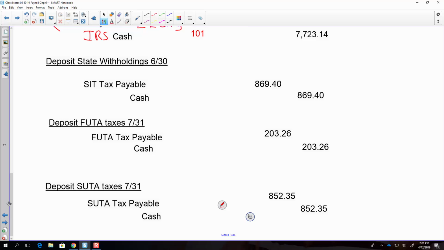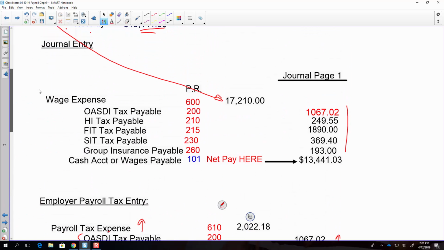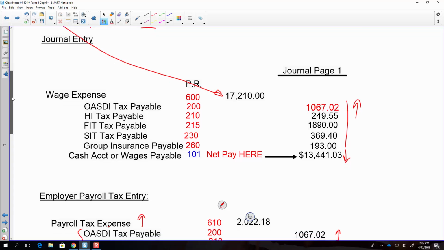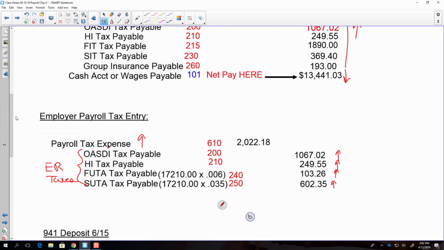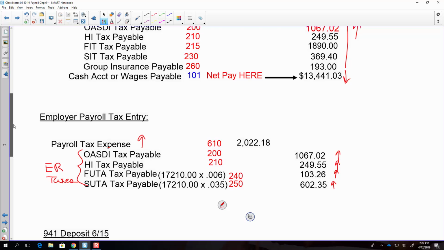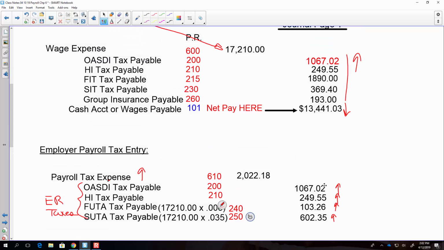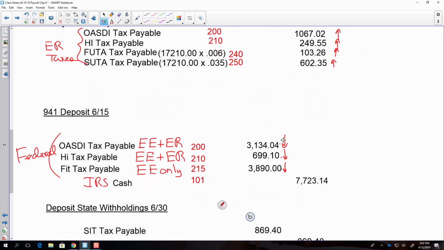These are your journal entries that you have to know, not only how they're created through our payroll, but how they are increased here with our payroll entry. So these are all credits going up. Obviously, cash is an asset, that's going down. But the rest of them are all going up. The employer portion also contributes to that. And you'll see if I add $1,067.02 twice, I look at my deposit entry, and that's the double, 3134.04.